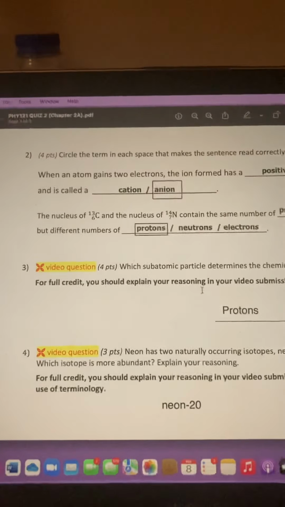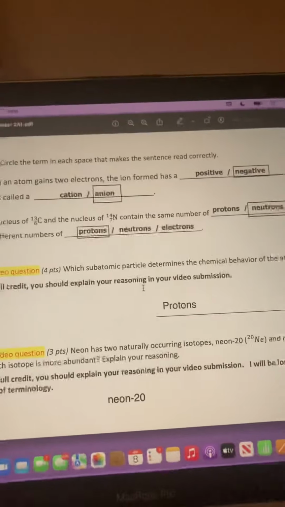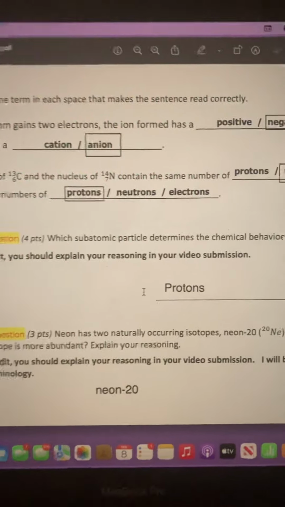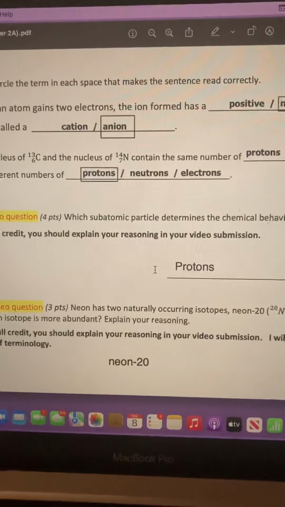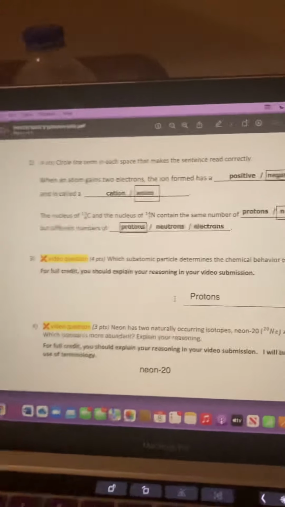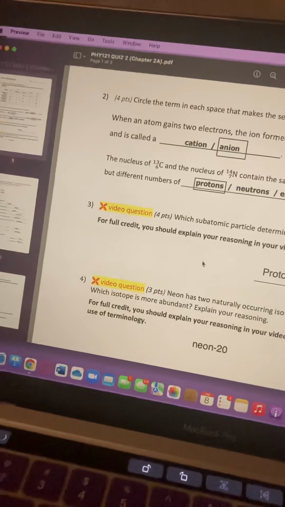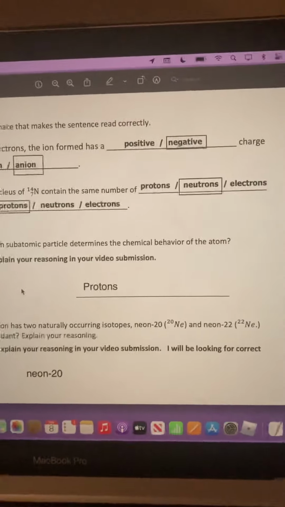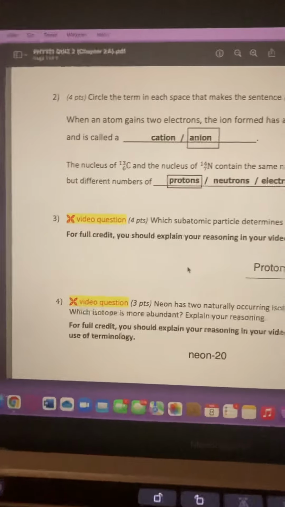Which subatomic particle determines the chemical behavior of an atom? Well, I think it's multiple, but mainly protons, because the number of protons an atom has determines the weight of the atom, the reactability, what reacts with it, what doesn't react with it, the state of it. The protons, they control a lot, I guess, when it comes to an atom. Like, one number off could be something completely different.